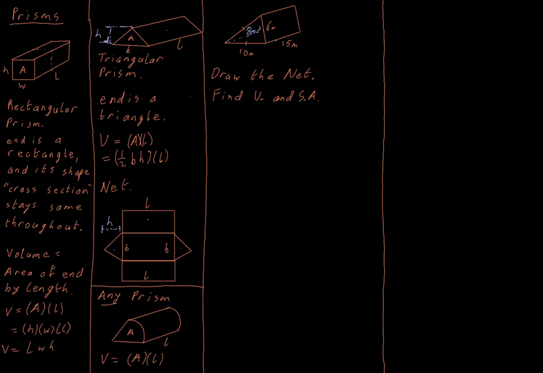Well, it looks like a triangular prism. The end looks like a triangle, and we can see that it goes on for 15 meters. So we're asked to draw the net of the shape, and we're asked to find the volume and the surface area. So let's start off with our net. So we'll take this surface here as being our beginning shape. So we're going to draw this in now.